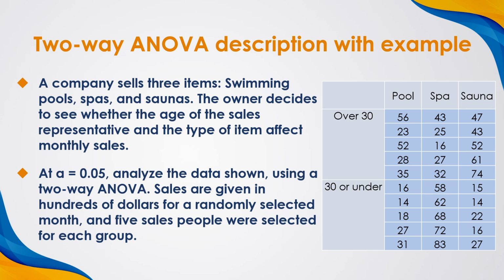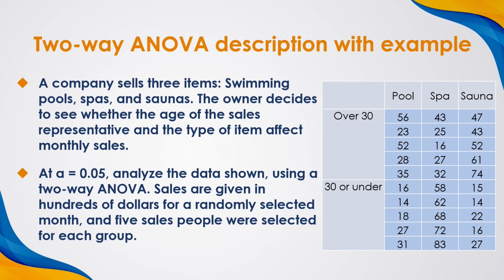So, among the variables under study, the dependent variable, which is the effect, is monthly sales. It is the response variable. Then the causing or factor variables are the age of the salesperson and the category of the product. We use it to test, at the 5% level of significance, whether there is any significant difference between the average sales across the categories: swimming pool, spa and sauna.